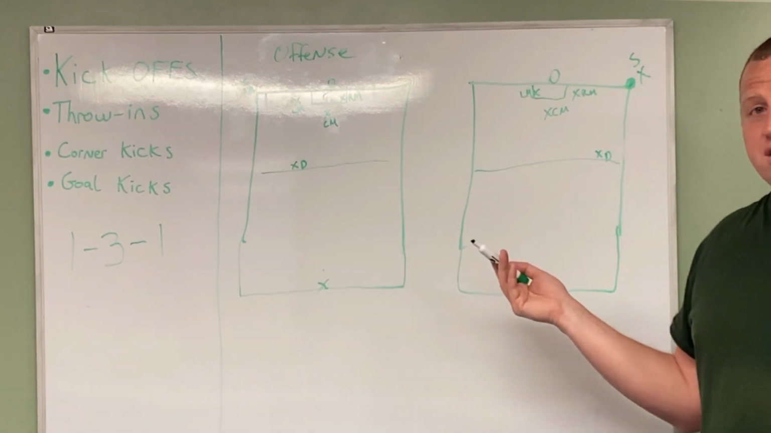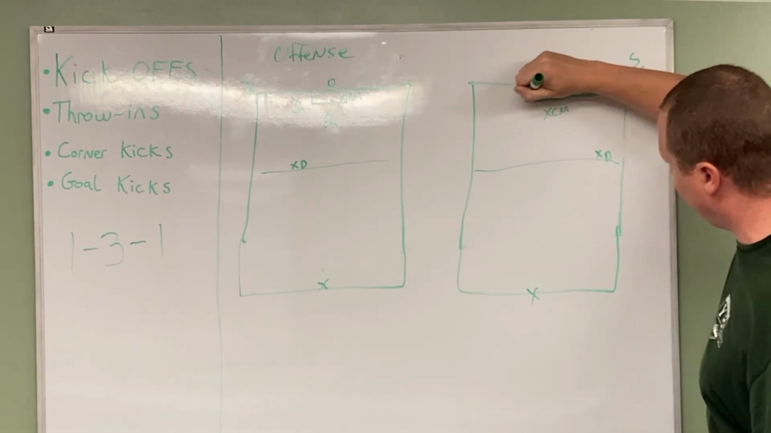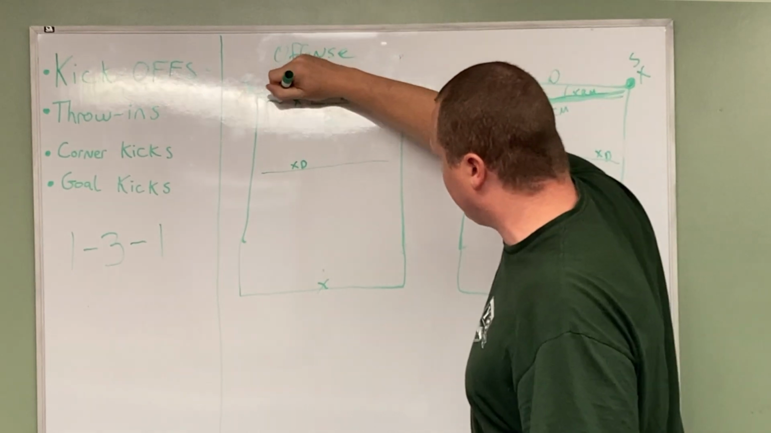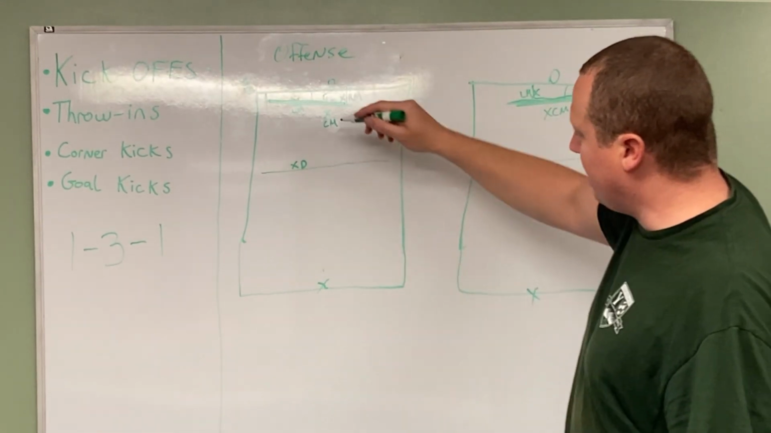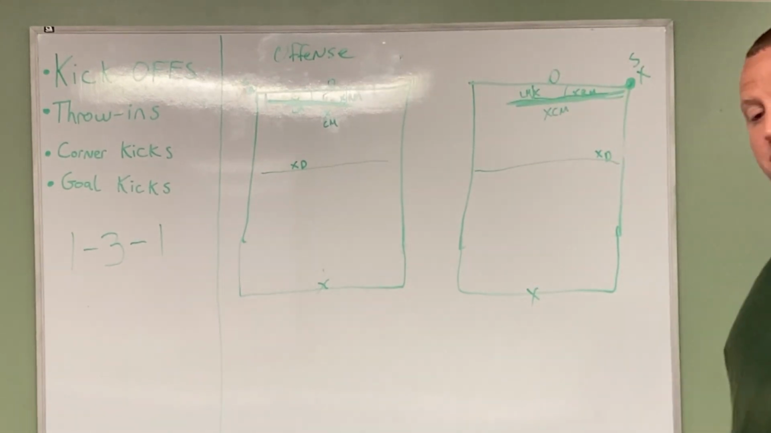Very basic. What I want the kids to do is, the striker, I want them to kick right through here every time. Let me show you over here. I want the striker to kick right in this area, even if there's kids there, because now we have a chance to just kick it at the goalie, okay? All right, so let me switch to defense.